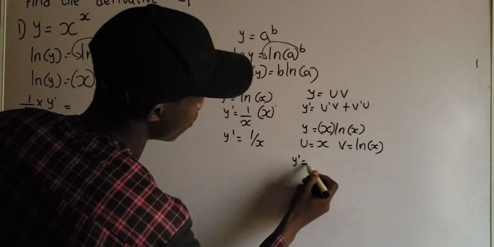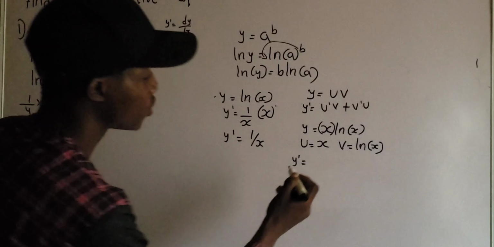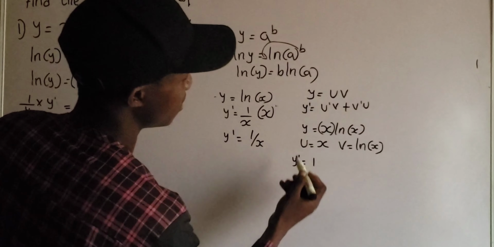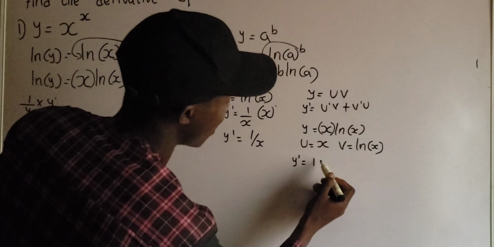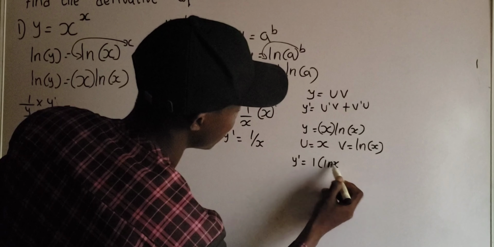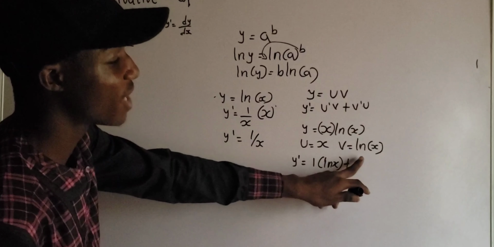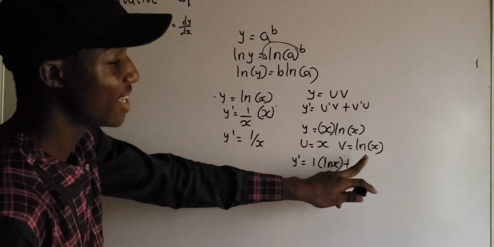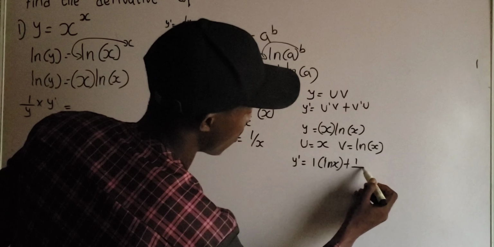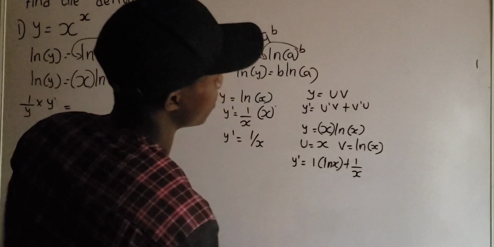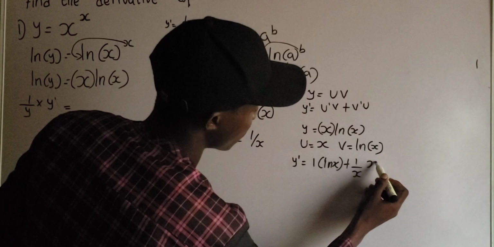The derivative of y equals the derivative of u, which is x. If you differentiate x, you are going to get 1, multiplied by v. v is ln x. So I'm going to have multiplied by ln x, plus the derivative of v. If you differentiate ln x, you are going to get 1 all over x, multiplied by u. u is x. So I'm going to have x in this place.